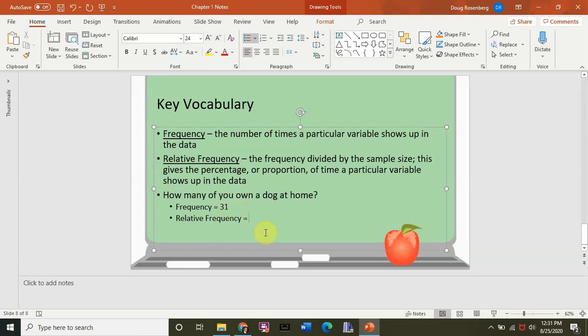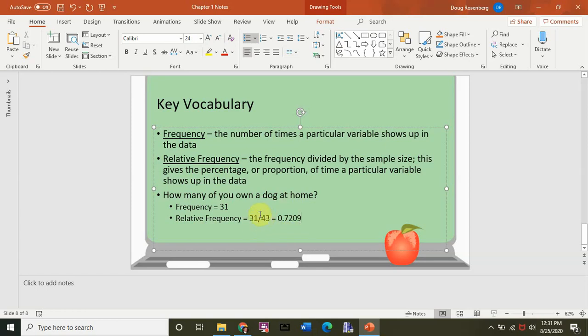The relative frequency is just that divided by the total number of people. So that fraction represents the relative frequency: 31 out of 43 of us own dogs. If you punch that in, it is about 0.7209, and it goes on further and further. But as a percentage, we're saying about 72% of us in this class own a dog. And that's what's meant by the relative frequency.